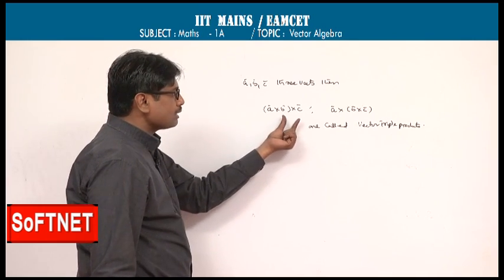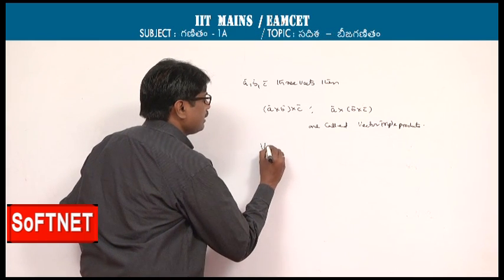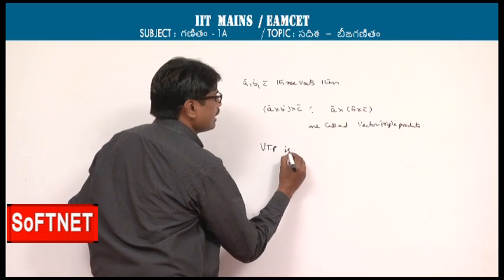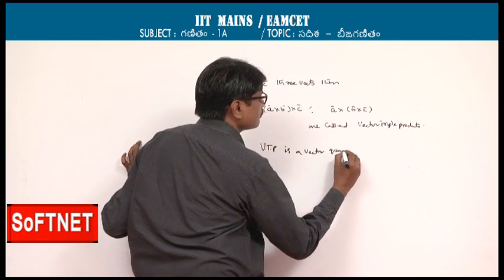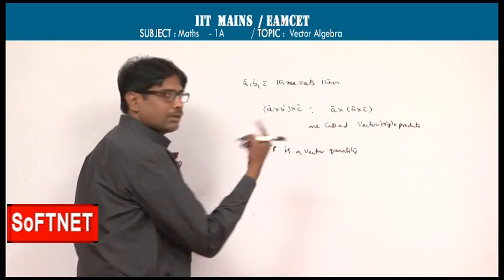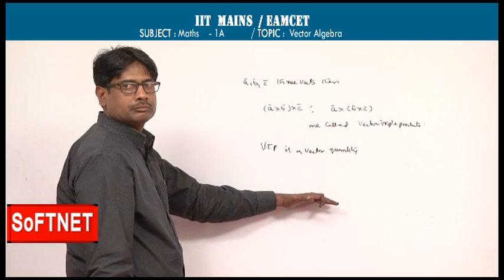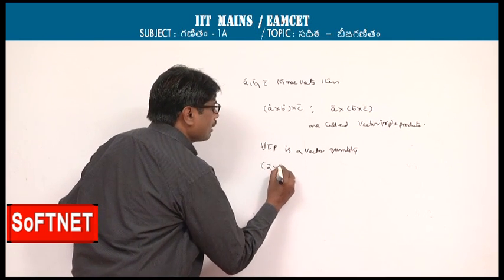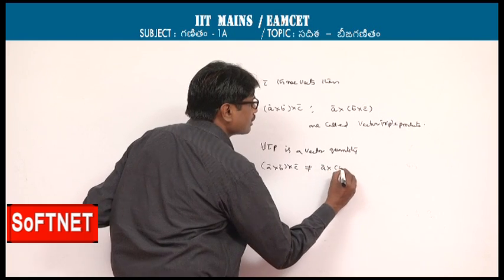Vector triple product is a vector quantity, first property. VTP, you may call it vector triple product, VTP is a vector quantity. Scalar triple product is a scalar quantity, vector triple product is a vector quantity. And A bar cross B bar cross C bar is not equal to A cross B cross C.